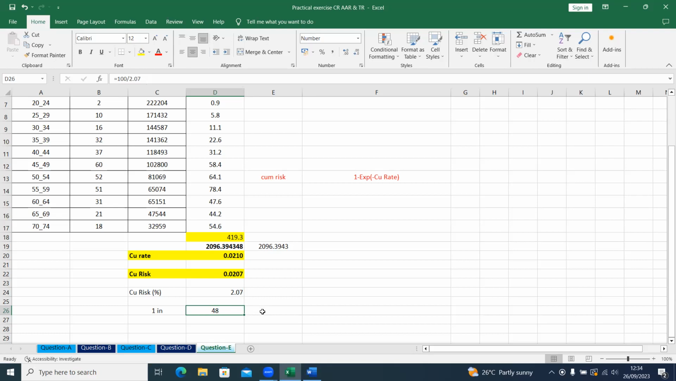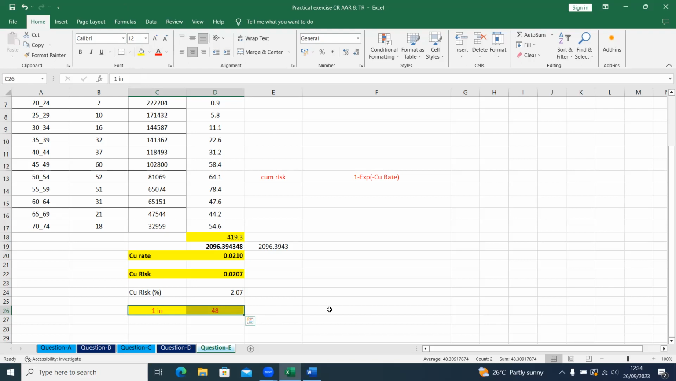Yes, sir. We have a concept like that. The 48 is the rate of the population. In these situations, they are at risk of getting the disease. Cumulative risk is the population at risk. 1 in 48, not 48. It means one person is at risk in 48 people. 1 in 48, correct. Thank you very much.